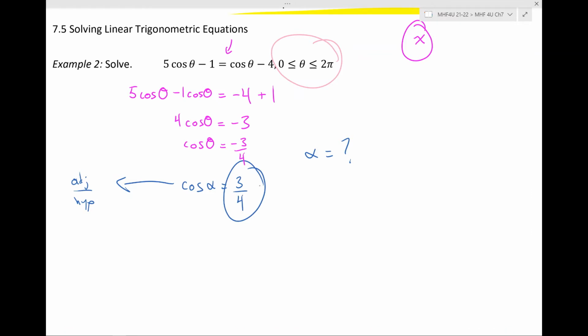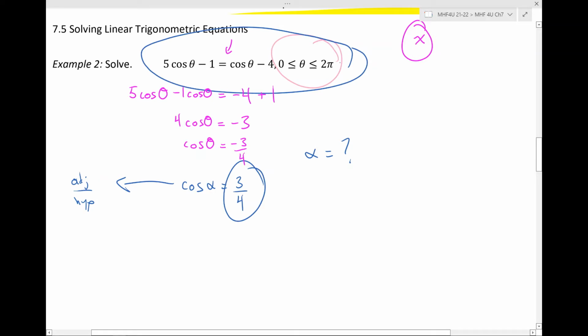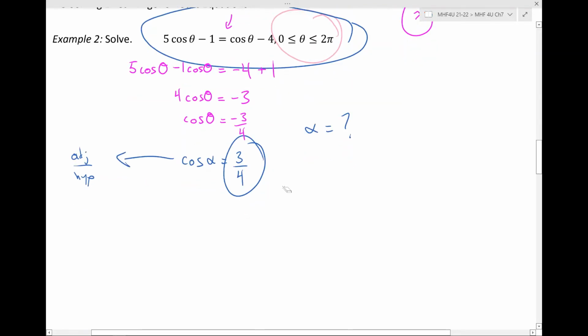Oh no, well, we don't have a special triangle with an adjacent side of 3 and a hypotenuse of 4. So for a question like this, and you will see them in the practice, but you will not see them if you're in my class, you probably won't see them on a summative, you need your calculator. Okay, so we're going back to our grade 9 skills.